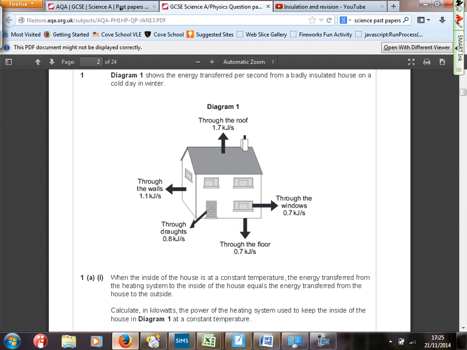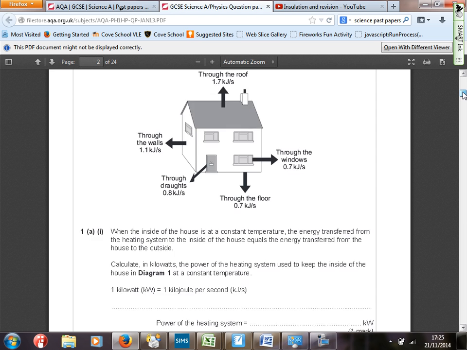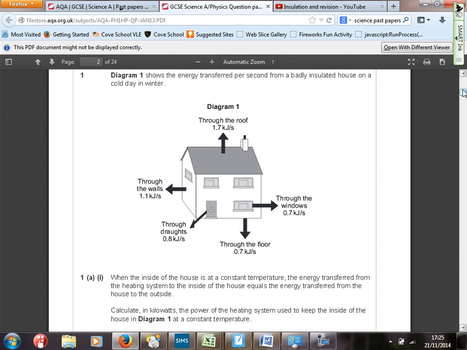Here we go. Here's a house, and the first thing you've got to do is: calculate in kilowatts the power of the heating system used to keep the inside of the house in diagram 1 at a constant temperature. Right, so let's actually have a go. I'm going to scroll down, hopefully make that a bit easier to do. Now, if you look around the edge of that, you'll see lots and lots of arrows that show the heat energy exiting the house.